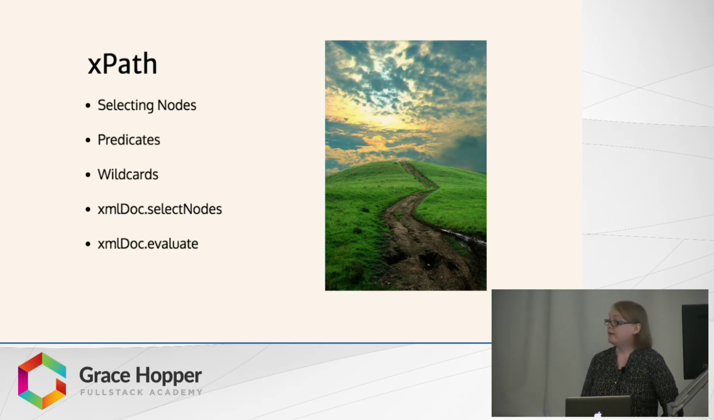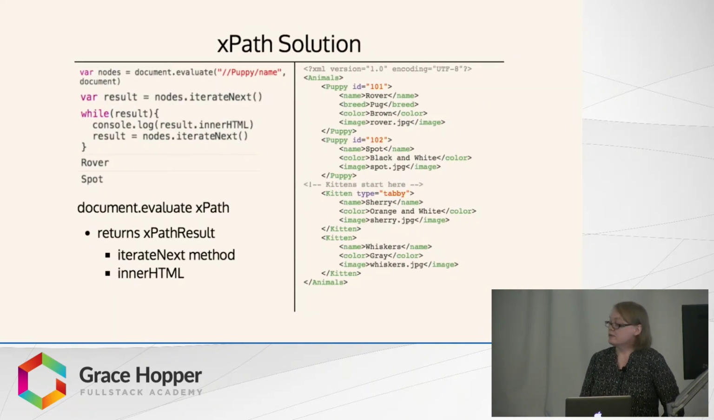To use XPath in Internet Explorer, use the selectNodes method. For all other browsers, use the evaluate method. For the XPath solution, I used document.evaluate, which takes the XPath and XML document to return an XPath result. The XPath result has an iterateNext method, which can be used to iterate through the nodes and return the inner HTML or text of the nodes. As you can see, I'm able to use puppy slash name to retrieve the puppy names without referencing any child nodes or relationships.